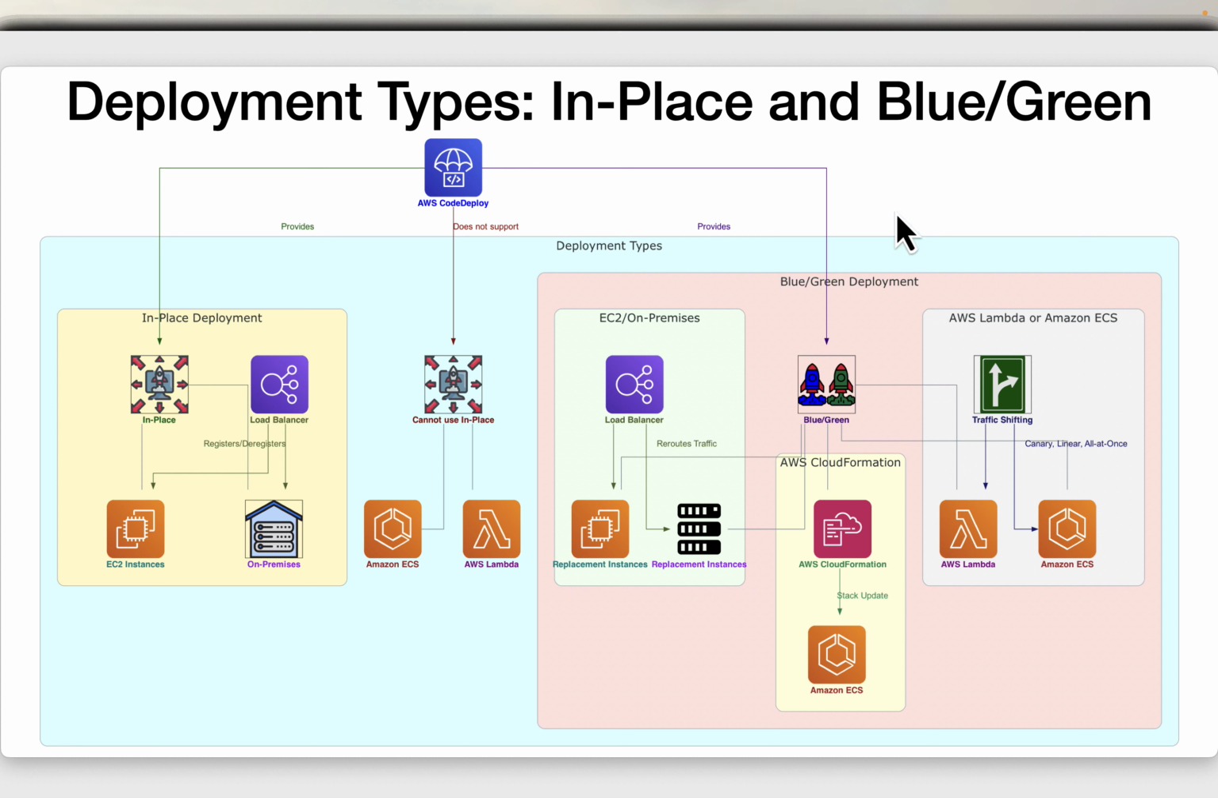Second, we have the blue-green, and blue-green is supported for all three. But in-place you cannot use for ECS and Lambda. So Lambda and ECS do not support in-place. In-place is supported for EC2 only, and blue-green is supported for all three. So in-place only EC2, blue-green all three, and in-place not for ECS and Lambda. So I'll be covering more details in the upcoming slides.